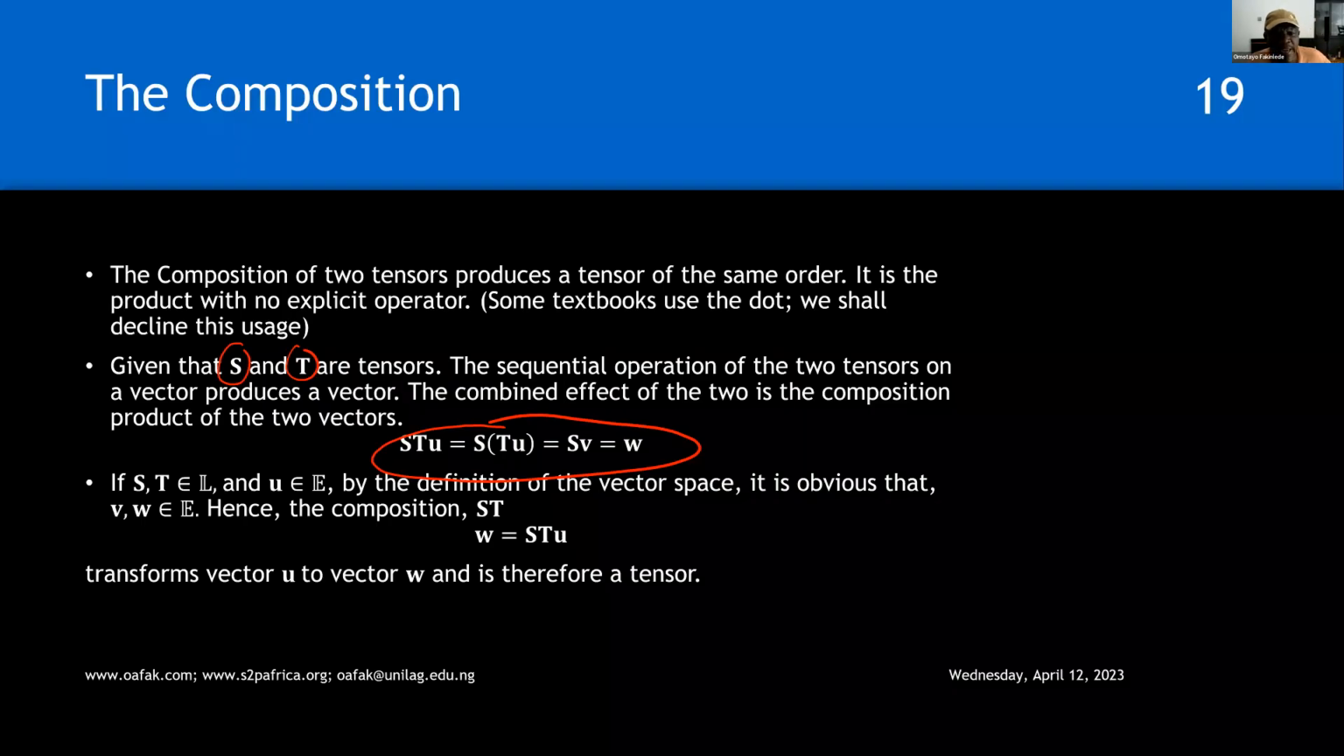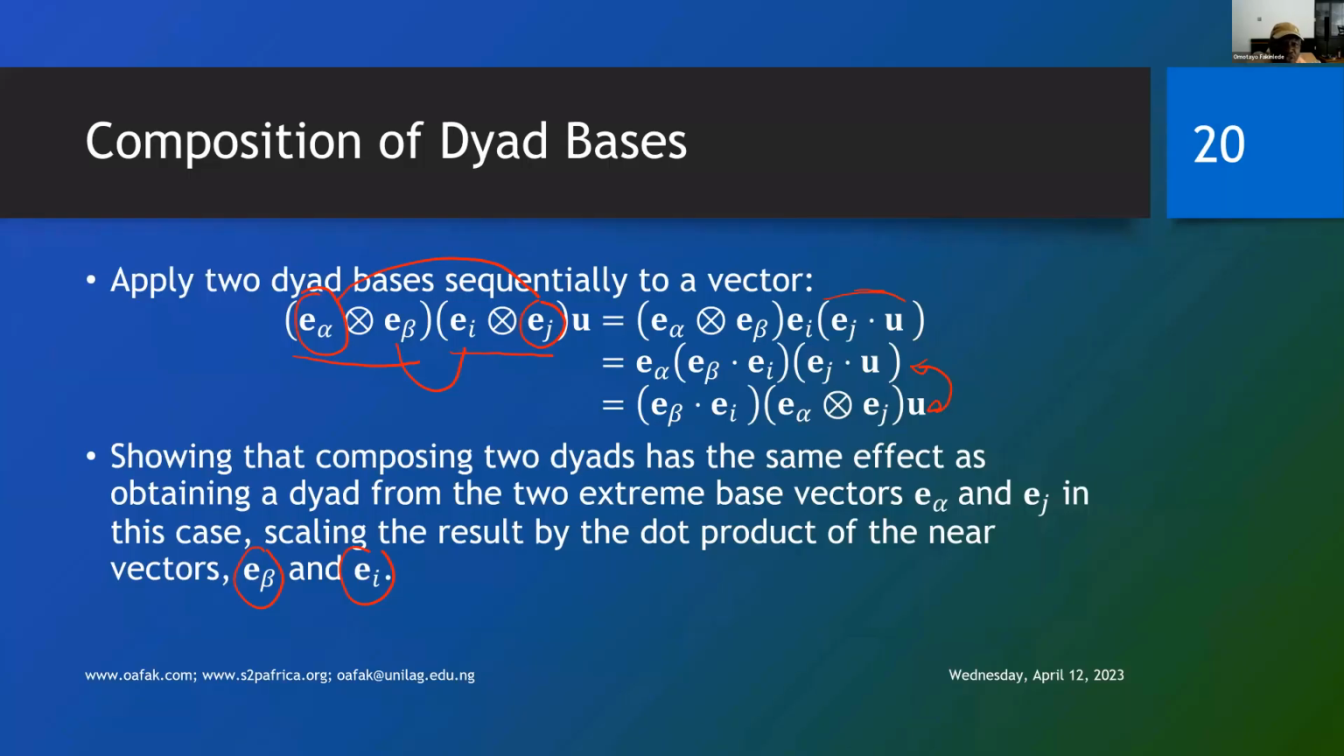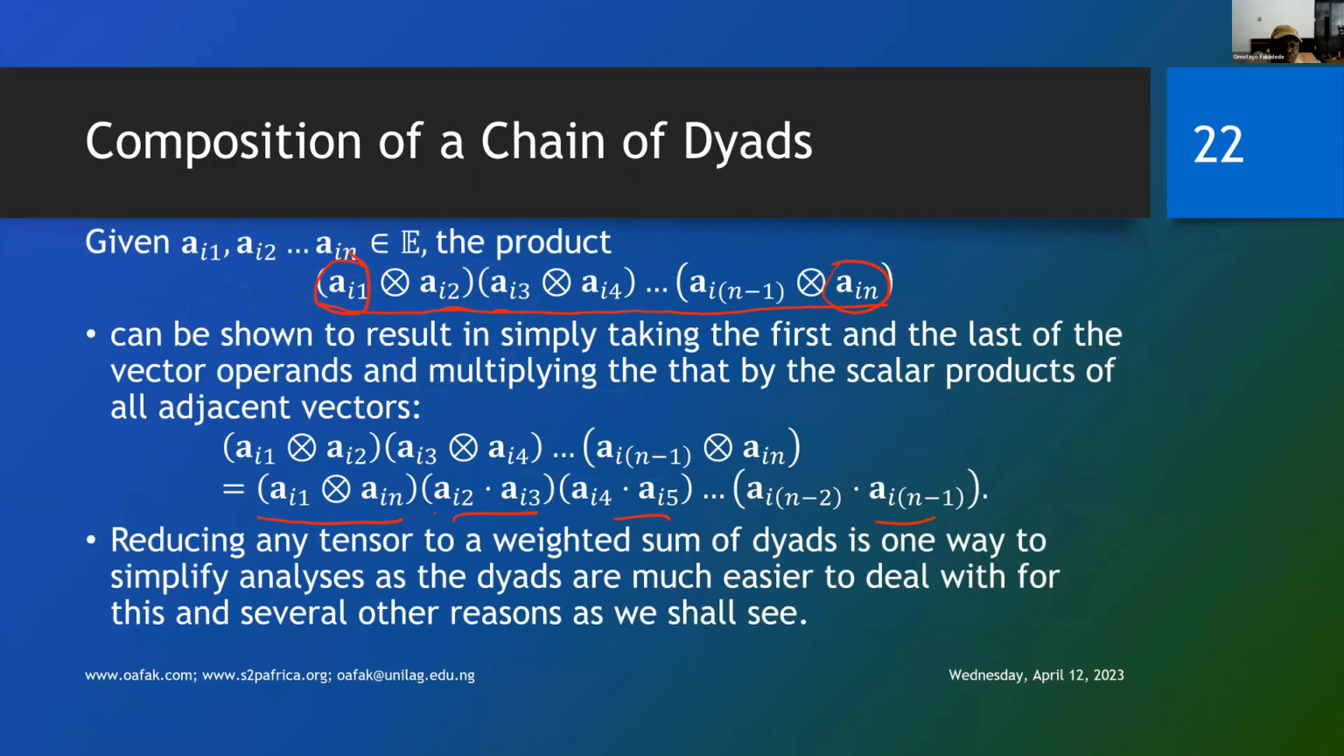So here we talk about the composition, and then we talk about the composition of dyad bases, and we showed the very simple rule. When you have a chain of dyads and you are doing the composition of all of them, you don't need to worry. You just do the tensor product of the first and the last vectors in the chain. And then all the neighboring vectors, take their dot products. Once you do that, you have gotten the answer.